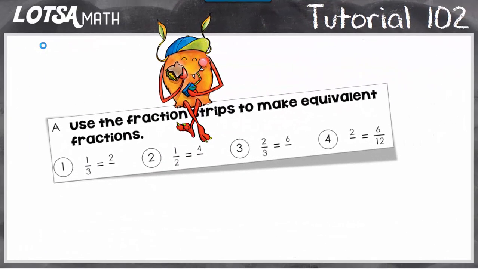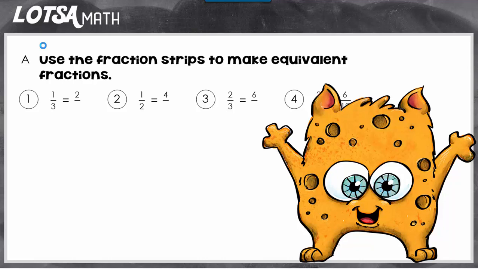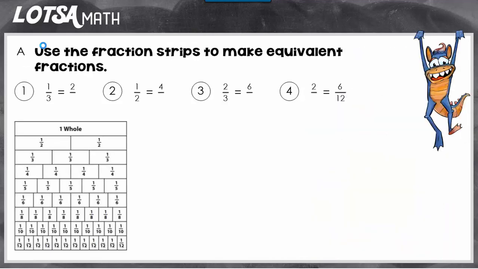For these questions, we're going to make equivalent fractions. The directions say to use the fraction strips, which is just a model that shows unit fractions in relation to other unit fractions. And we're going to use that to help us make equivalent fractions. And remember, equivalent just means equal. So let's look at some examples.